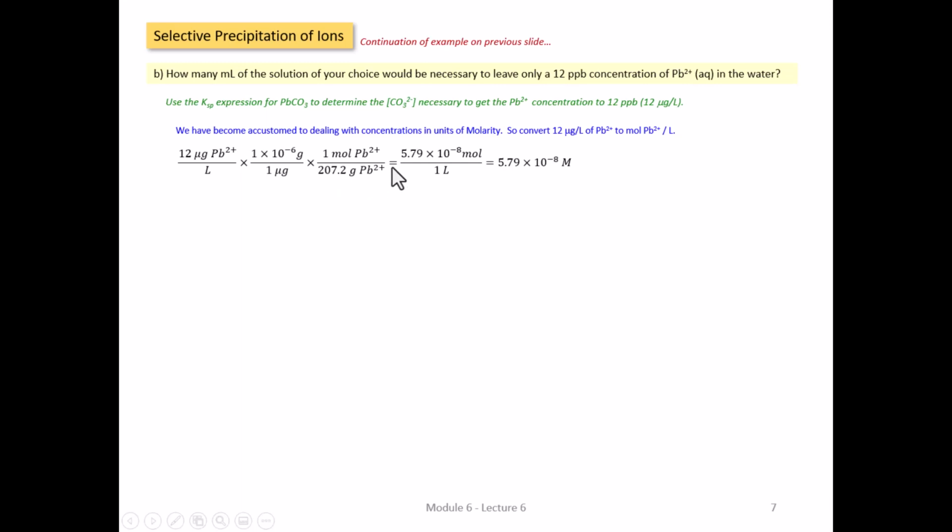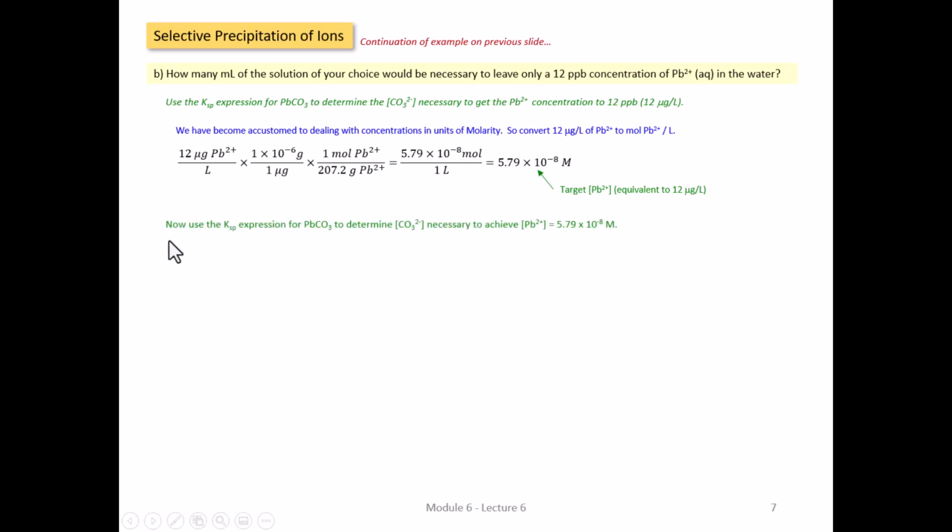So we get 5.79 times 10 to the minus 8 moles per 1 liter, which of course would be the molarity, 5.79 times 10 to the minus 8 molar. So this number here is our target lead concentration. It's equivalent to 12 micrograms per liter, or 12 parts per billion.